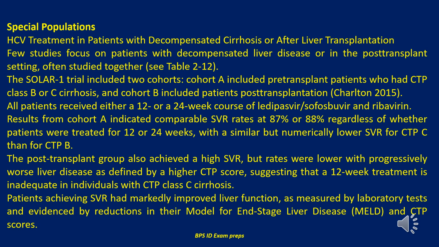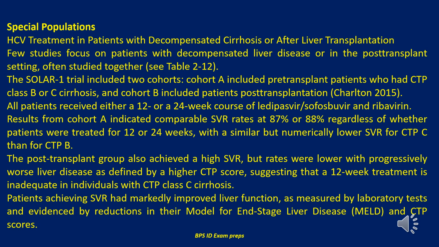Let's consider HCV treatment in patients with decompensated cirrhosis or after liver transplantation. Few studies focus on patients with decompensated liver disease or in the post-transplant setting, often studied together. See Table 2-12. The SOLAR-1 trial included two cohorts. Cohort A included pre-transplant patients who had CTP class B or C cirrhosis, and Cohort B included patients post-transplantation, according to Charlton 2015. All patients received either a 12 or a 24-week course of ledipasvir plus sofosbuvir and ribavirin.